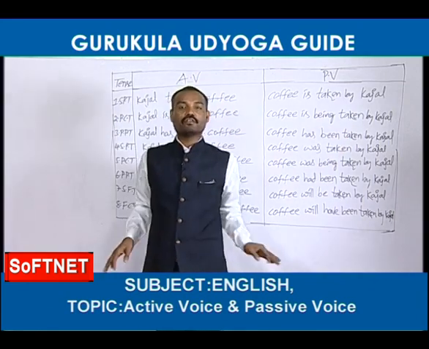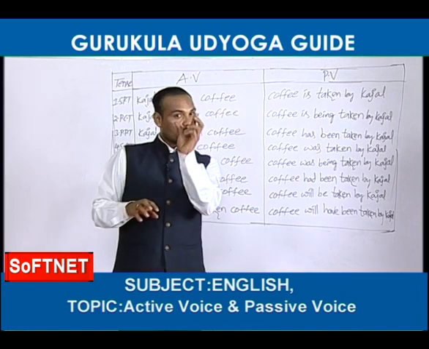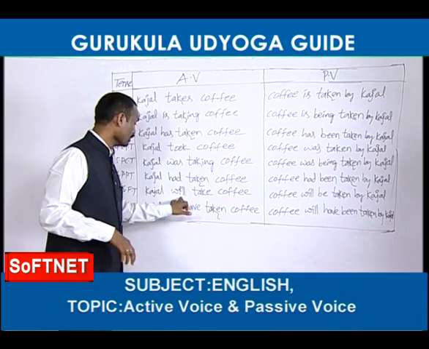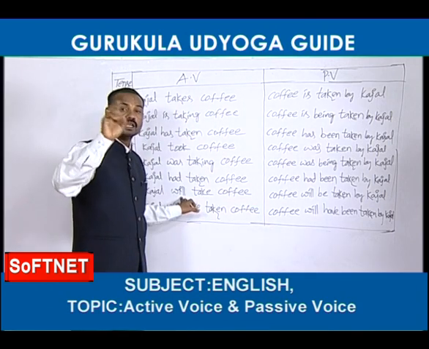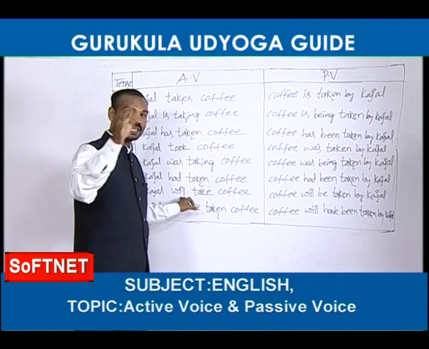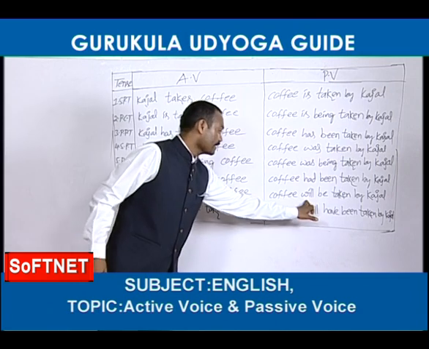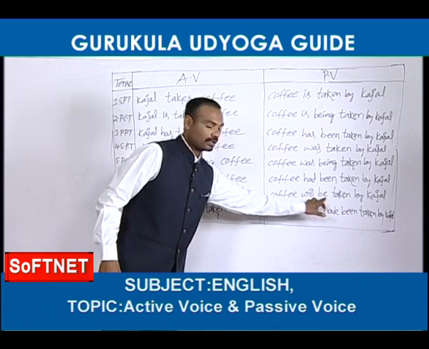You understood very well. When should we write the be form? When should we write be in passive voice? Whenever you find modal verbs like will, would, shall, should, can, could, may, might, they should be written as they are, and the be form should be written.